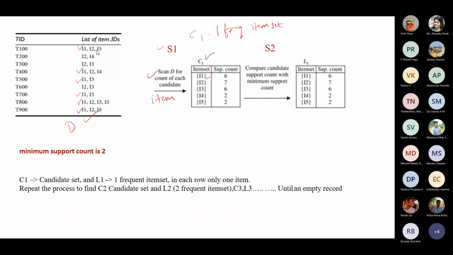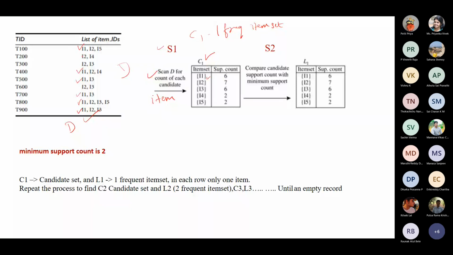How do you define support count? It indicates the number of times the item is appearing in the database. I1 is 1, 2, 3, 4, 5, 6. So I1 is 6. I2 is 7. Now I3 is 6.